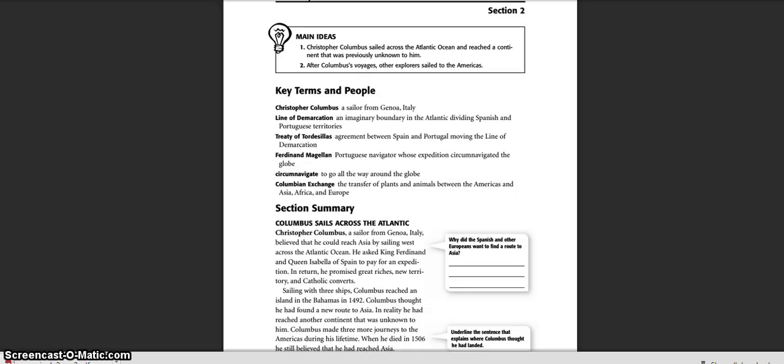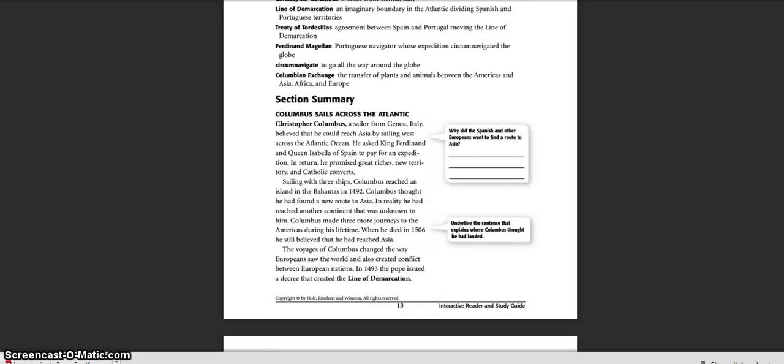So, section summary. Columbus sails across the Atlantic. Christopher Columbus, a sailor from Genoa, Italy, believed that he could reach Asia by sailing west across the Atlantic Ocean. He asked King Ferdinand and Queen Isabella of Spain to pay for an expedition. In return, he promised great riches, new territory, and Catholic converts.